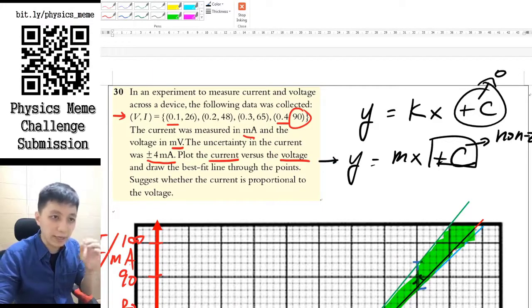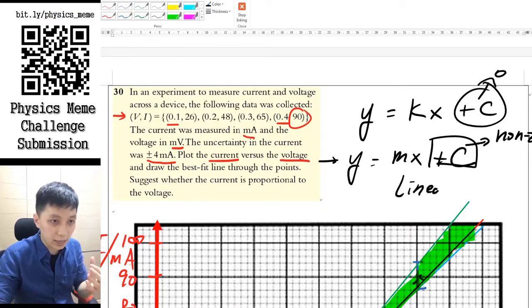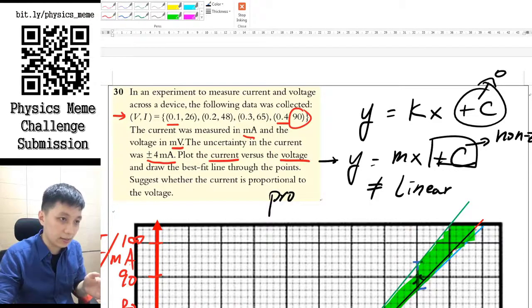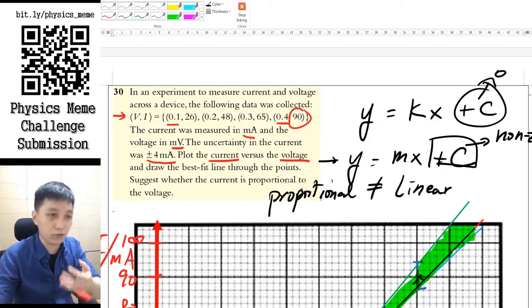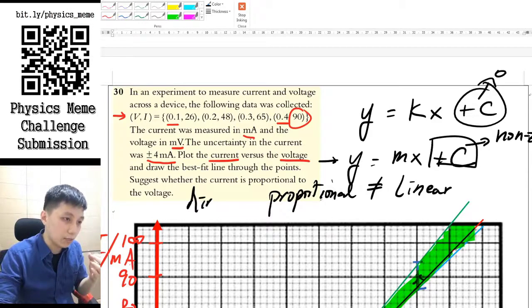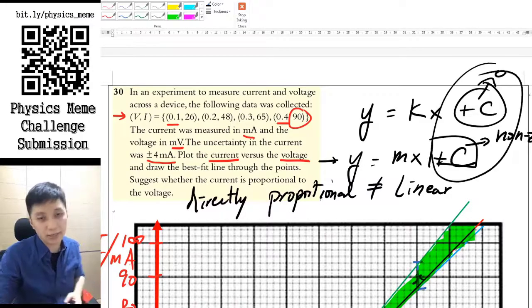Therefore, what you can say about this kind of equation is that they are linear only. And linear is not the same as proportional. Here it is referring to directly proportional. Actually, there's something called inversely proportional, I'm sure you know. So directly proportional is not the same as linear because of the difference of the y-intercept, so whether or not they pass through the origin.